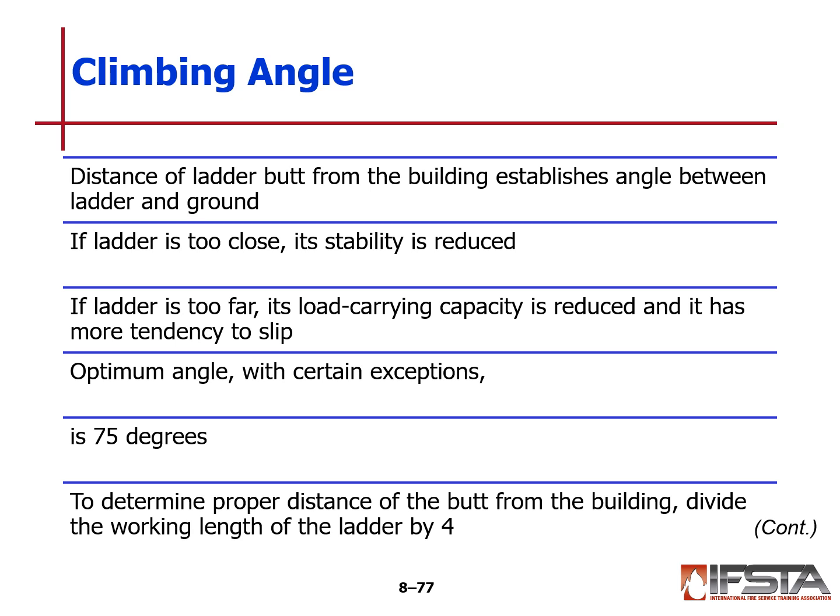An exception may be if we've placed a ladder for rescue, depending on how far up that windowsill is, it may be less than 75 degrees, and therefore we would definitely want to heel that ladder and tie it back. To determine the proper distance of the butt from the building, mathematically we can divide the working length of the ladder by 4, and that will give you approximately how many feet away from the building that butt end needs to be.